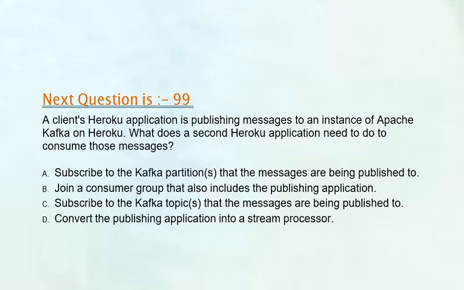Option A. Subscribe to the Kafka partitions that the messages are being published to. Option B. Join a consumer group that also includes the publishing application. Option C. Subscribe to the Kafka topics that the messages are being published to. Option D. Convert the publishing application into a stream processor.